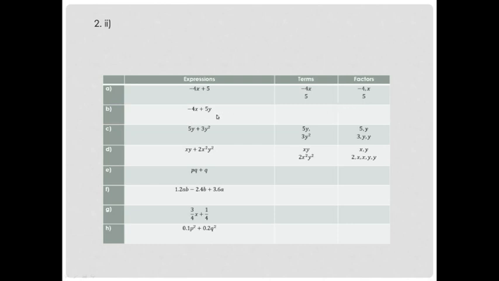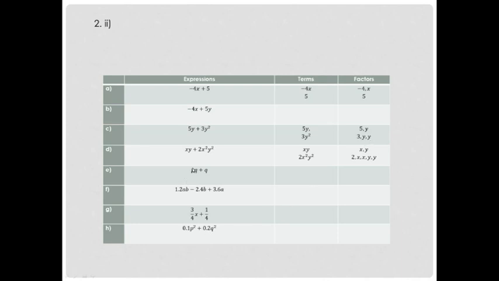Number B is for you to separate into terms and factors. In number C, let's see, 5y plus 3y squared. Here we have 5y as one term, and another term is 3y squared. We can write it as 5y, comma, 3y squared. We can separate 5y as 5 and y. We can separate 3y squared as 3, comma, there are 2 y's, no? y and y.